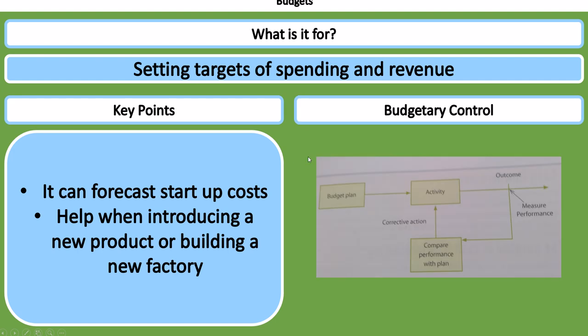Now budget control is slightly different. This is your plan here, your budget plan. Then your budget control is what do you do once you've made your plan? Well, you start doing your stuff, your activity, then you have an outcome, what's happened. Then you need to measure whether that outcome compares with what you planned to do in the first place. And if not, then you need to change your activity. So budget control just means reviewing your budget to make sure you are hitting your targets, and if you're not, what do you need to do to change them?